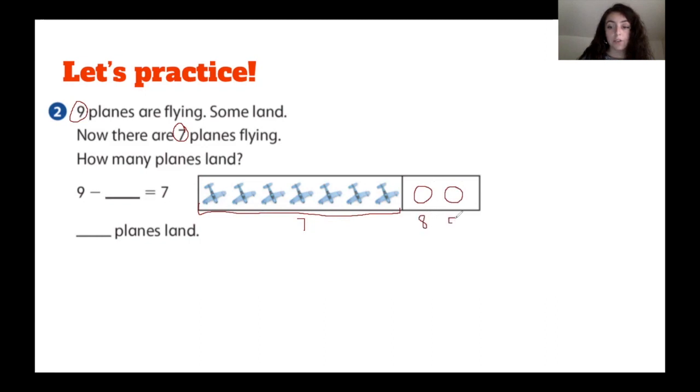So how many circles did I make? How many more did I make? How many more did I count on to get to 9? 2. Correct. So let's check our work. 9 minus 2 equals 7. So let's use your pom-poms, your counters, or your fingers. We have 9 minus 2. So 1, 2, and we have 7 left over. That's correct. 9 minus 2 equals 7. So that must mean that only 2 planes landed.